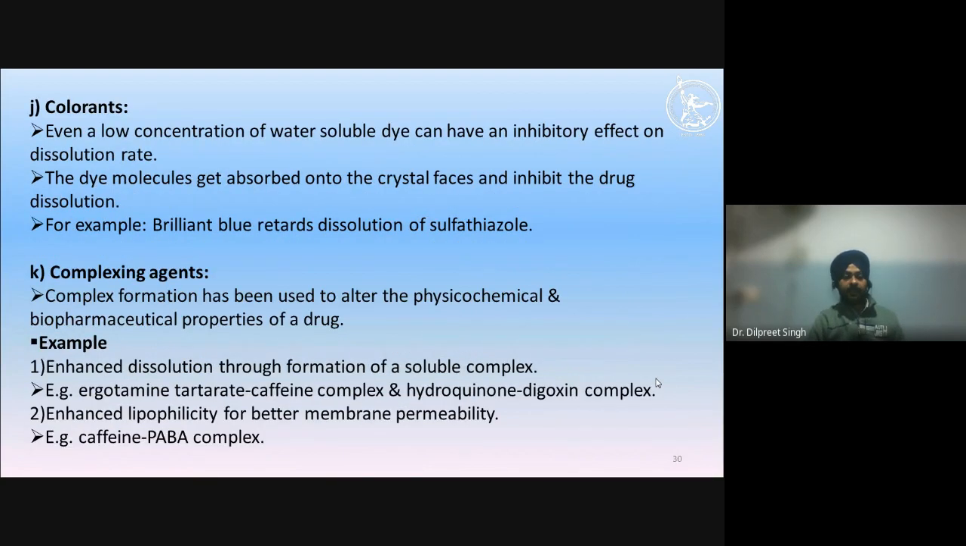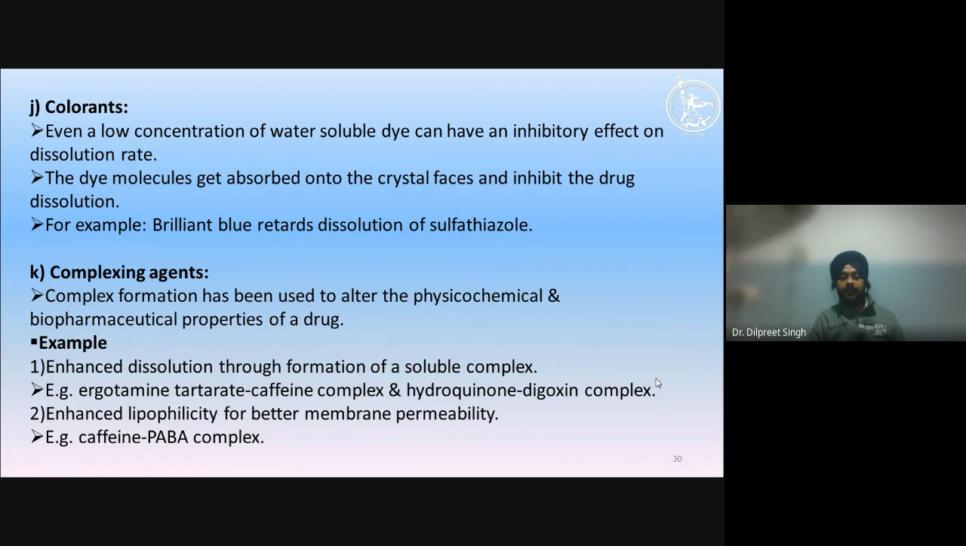Colorants: even a low concentration of a water-soluble dye can have an inhibitory effect on the dissolution rate. The dye molecule gets absorbed onto the crystal surface of the drug and inhibits drug dissolution. So the more colorant is used, the more erratic the bioavailability is. For example, brilliant blue is a hydrophilic dye. It retards the dissolution of sulfathiazole.